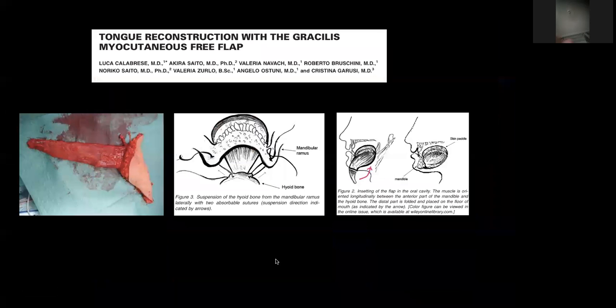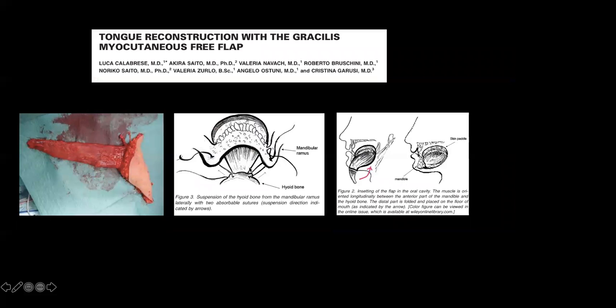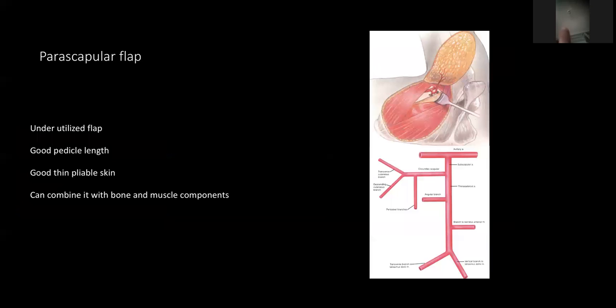And another way of insetting the TUG flap, this is from a paper published from Italy, where you do the hyomandibular suspension, and then you fold the remaining gracilis muscle posteriorly, and then the skin paddle comes superiorly where there is enough bulk below the skin paddle to form a protuberant tongue. So the TUG flap is really good for a total glossectomy. It is very vascular, it's very robust, and you get good muscle and a nerve to be able to maintain the tone of the muscle after nerve coaptation.